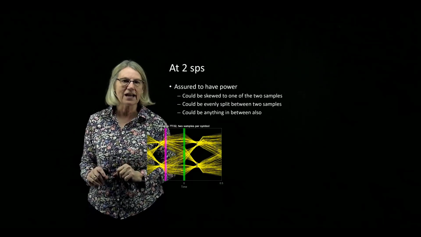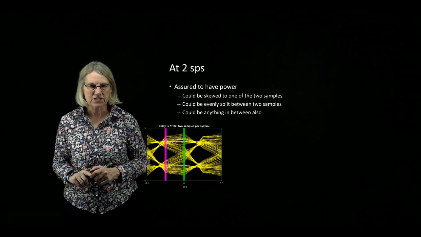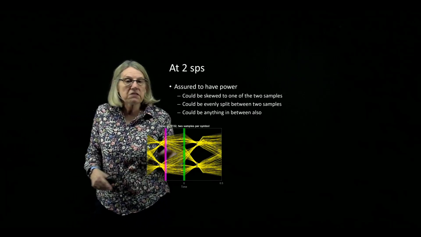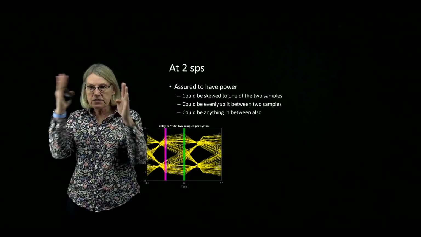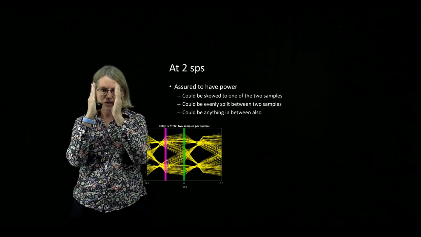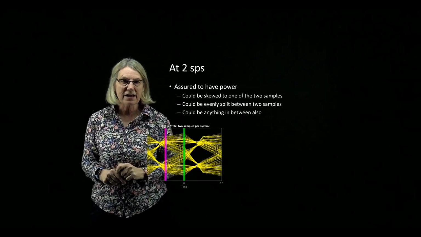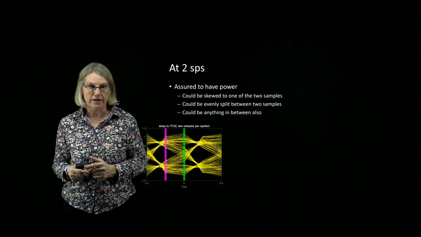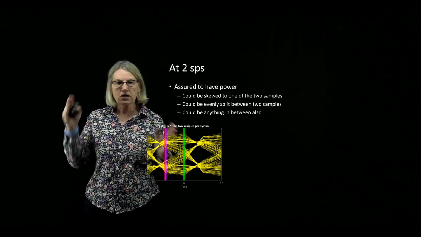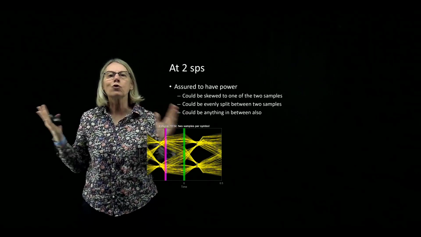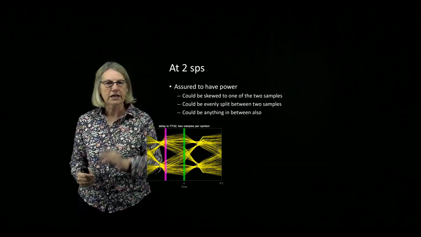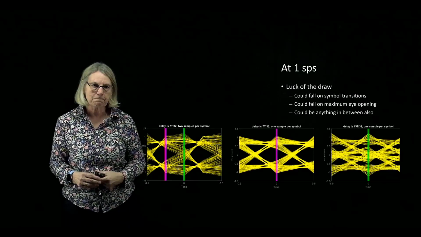At least one of these is going to have power on it. I'm not going to be stuck at the transition. Now, it could be that at these two, I happen to put it at either symmetric side of the ideal sampling time, in which case they'll both have some power in it. Or, it could be slid to one side, so I really don't know. But at 2 samples per symbol, I know I'm going to have enough to recover the data.